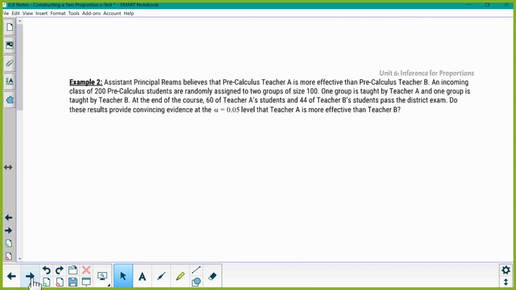Assistant Principal Reams believes that pre-calculus teacher A is more effective than pre-calculus teacher B. An incoming class of 200 pre-calculus students are randomly assigned to two groups of size 100. One group is taught by teacher A and one group is taught by teacher B. At the end of the course, 60 of teacher A's students and 44 of teacher B's students pass the district exam. Do these results provide convincing evidence at the alpha equals 0.05 level that teacher A is more effective than teacher B? So we're trying to figure out, is teacher A more effective than teacher B?